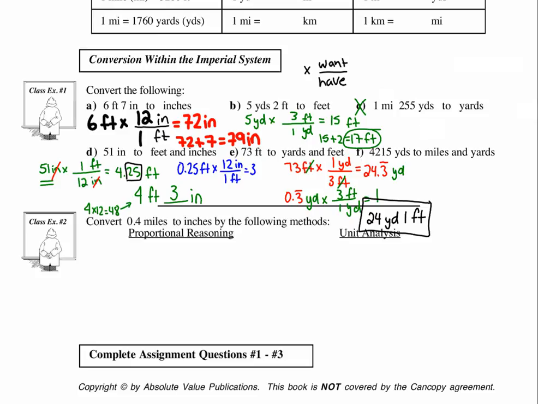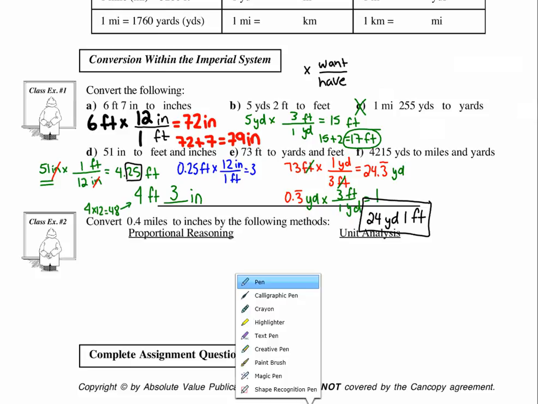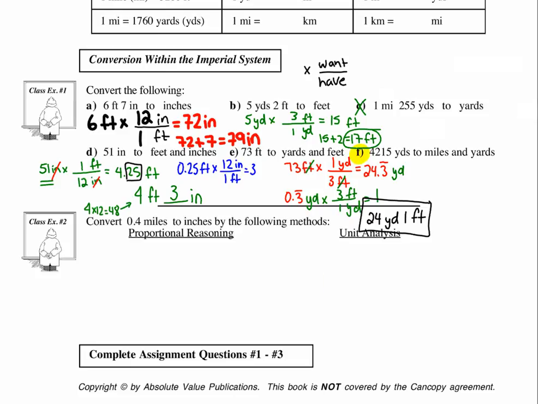But do you want to try the next one by yourself? Okay, try F. So 4,215 yards, and you want to convert it into how many full miles and then how many yards left over.